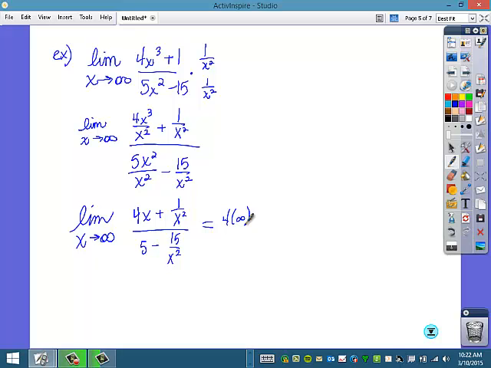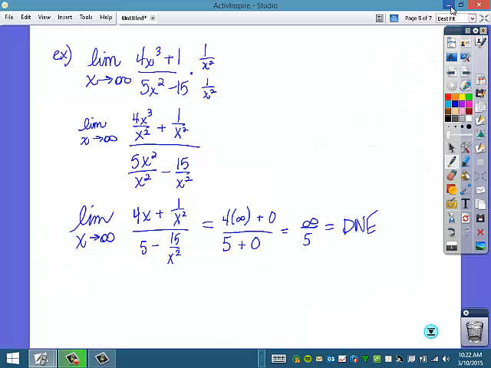And the limit as x approaches infinity of 1 over x squared, that's just 0. The limit as x approaches infinity of 5, so the constant, is just 5. And the limit as x approaches infinity of negative 15 over x squared is 0. So you get infinity over 5, which doesn't make any sense. Like, I don't know what that is. This is the limit does not exist. The limit does not exist.